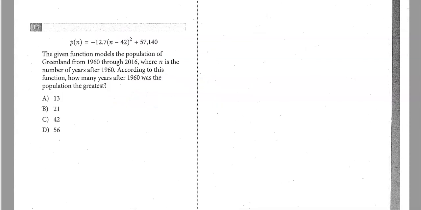All right, number 15 looks like it's another modeling question. This time it's a quadratic. P is the population. N is the number of years after 1960. They always do that. According to this function, how many years after 1960 was the population the greatest? Basically, I have some years here. I could put those years in and see which gives me the highest number. That could be one way to do it.